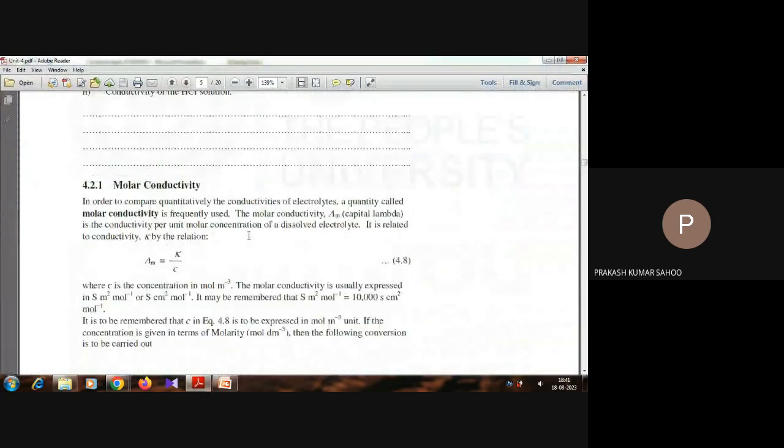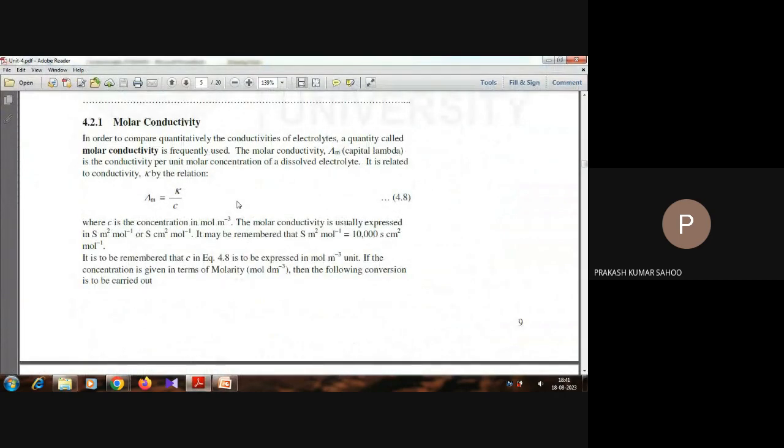Okay. Then we have the next part, molar conductivity. Molar conductivity means the concentration of the solution whose conductance is to be measured is 1 molar. If I take 1 molar concentration, the conductance offered by that solution is known as molar conductance. That means molar conductivity or molar conductance is the conductance offered by all the ions present in that solution with 1 molar concentration.